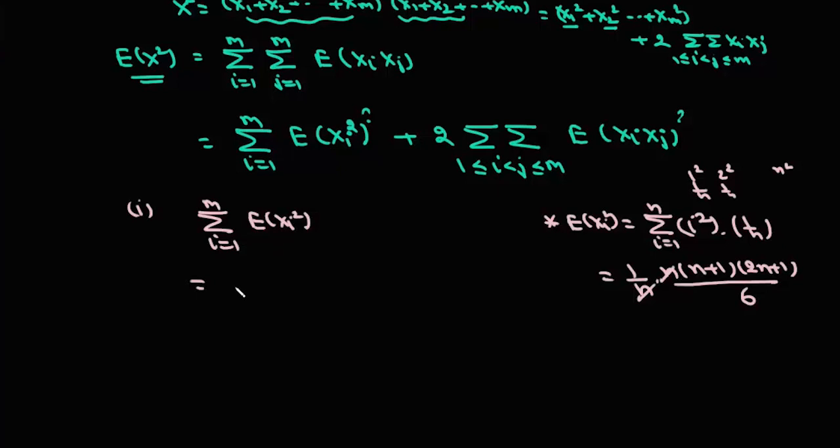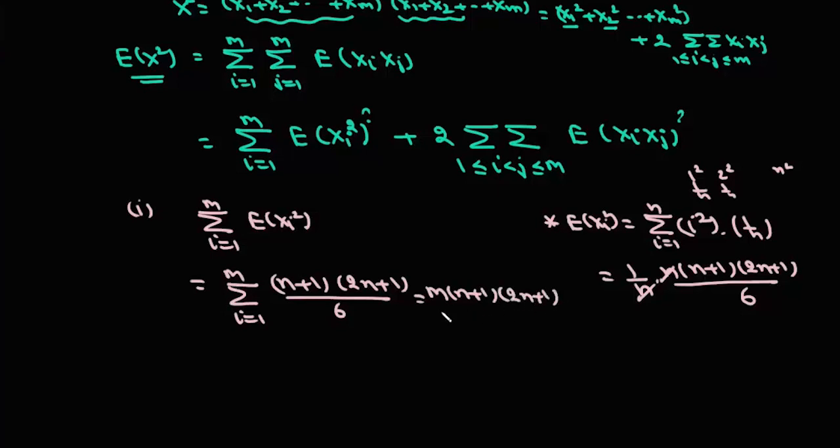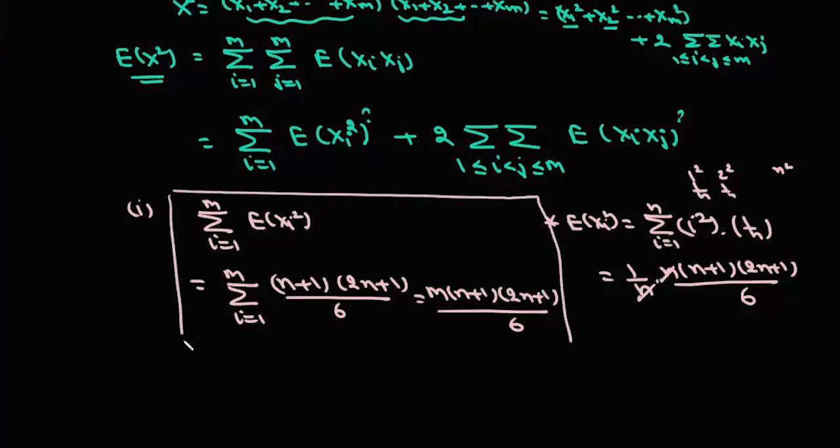So if we write this, we write this as the summation i varies from 1 to m of n plus 1 into 2n plus 1 by 6. Now essentially this is independent of i. So we can simply write this as m into n plus 1 into 2n plus 1 whole divided by 6. So that's your expectation of xi square.